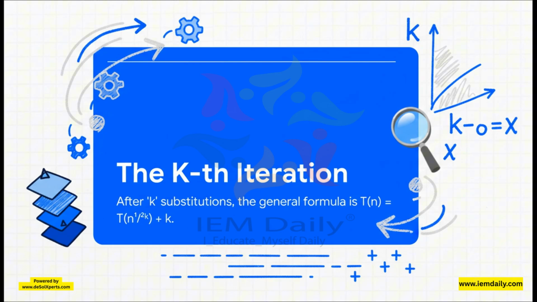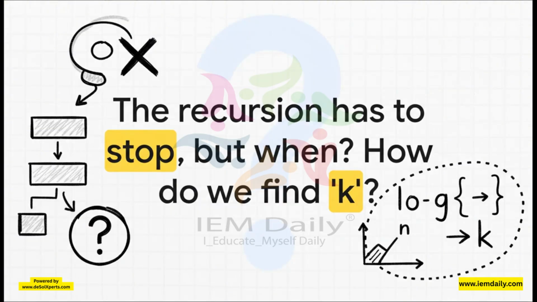It's controlling the exponent, and it's also telling us how much total work we've done. This is awesome, but it leaves us with a giant question mark, doesn't it? We have this k variable just floating around. When does the recursion actually stop? And, more importantly, how can we figure out the value of k based on our original input, n?